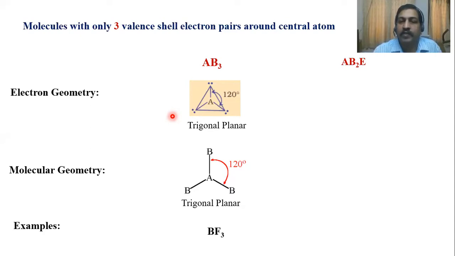So boron trifluoride has trigonal planar geometry. It is an AB3 type molecule and the bond angle is 120 degrees. So now let us look at AB2E type of molecule. The electron geometry is again trigonal planar.